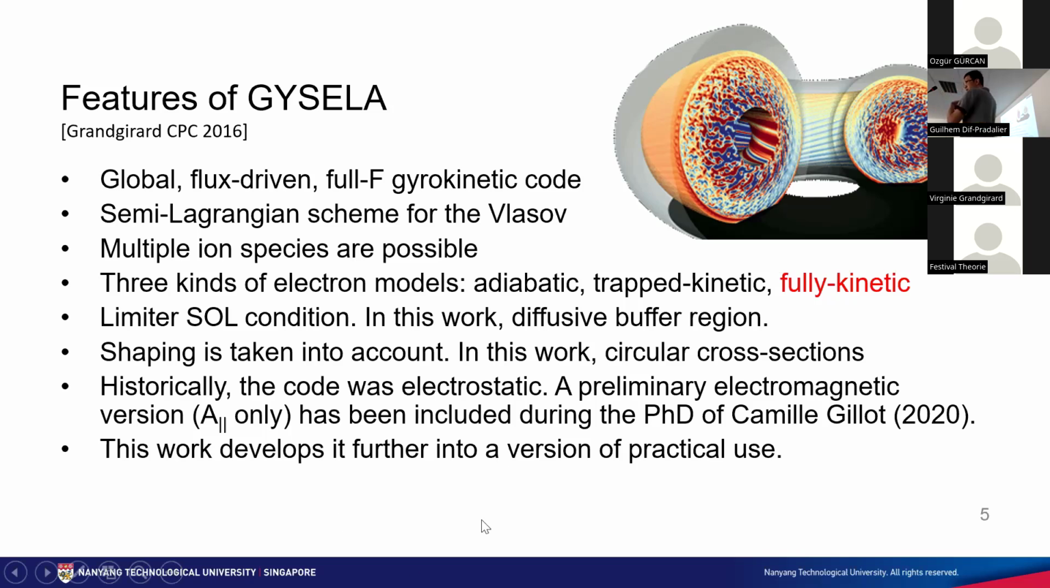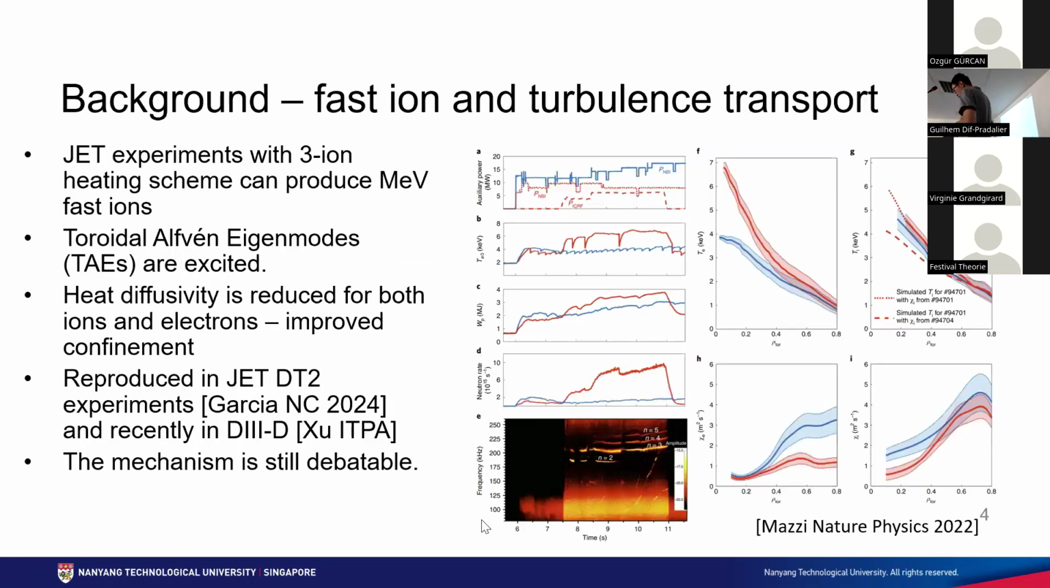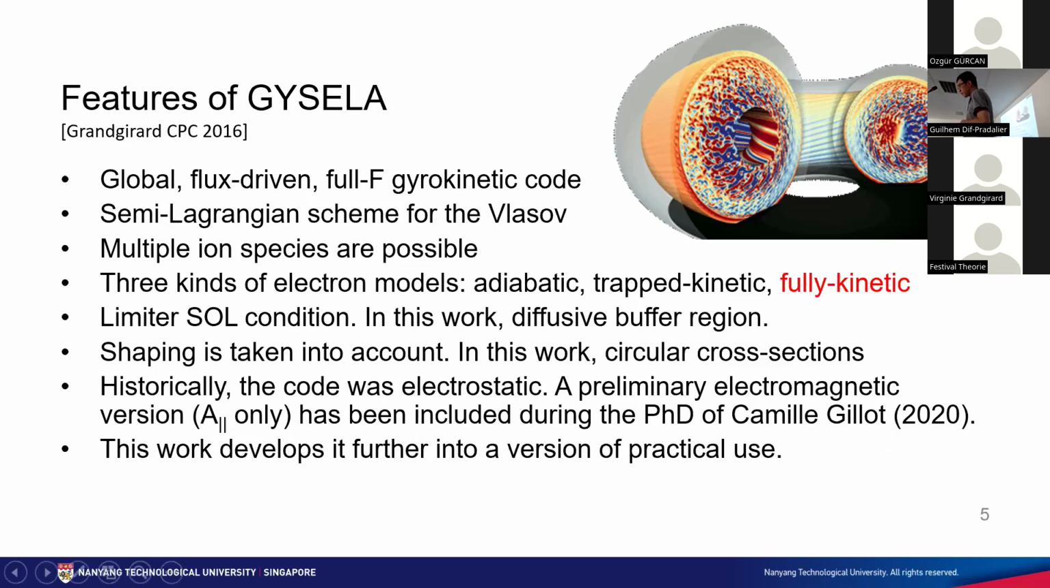It uses the semi-Lagrangian scheme, which I'll talk about later. It has multiple ion species, which is exactly what we need because we need fast particles in the picture. There are three kinds of electron models. The one that we're going to use is the fully kinetic model. So why do we need the fully kinetic model? Because we need to have currents, right? The alpha negative mode somehow needs the current to be in the picture to be able to excite it.